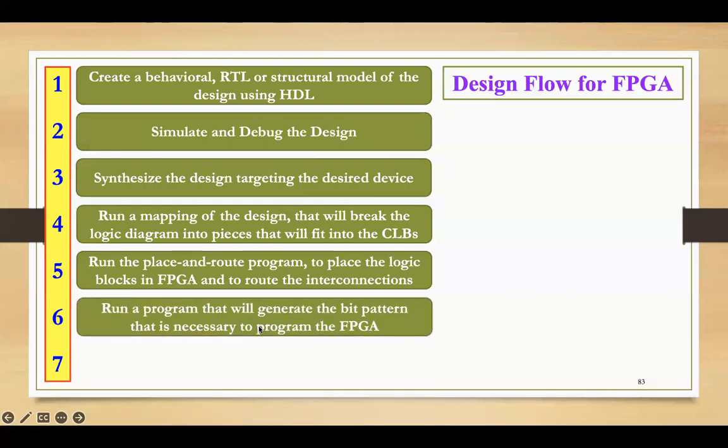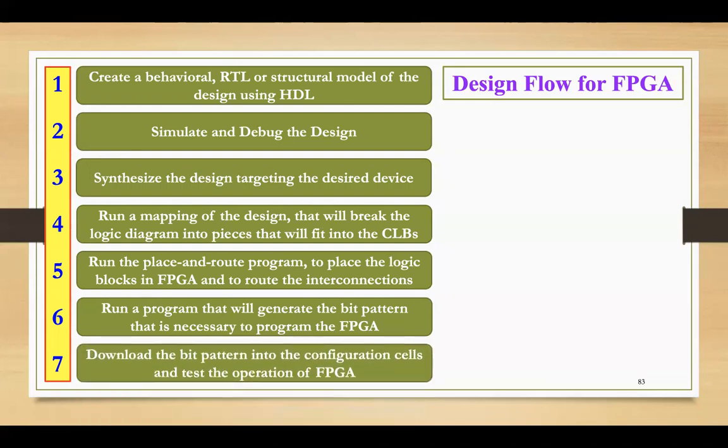Next, run a program that will generate the bit pattern that is necessary to program the FPGA. Now you have seen generate bit file, right? So when we have done our interfacing programs in the laboratories, we used to select the option generate bit file, right? So once we do that, a bit file gets generated, and then it gets connected to your device, right? So which means the Spartan kit. Download the bit pattern into the configuration cells and test for the operation of FPGA.